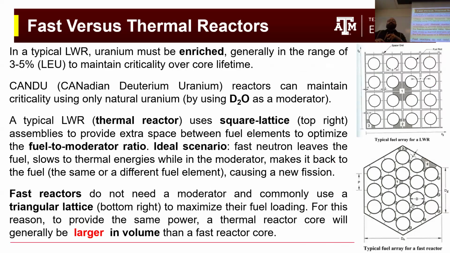So we can talk about fast versus thermal reactors. In typical reactors, the uranium enrichment is about 3 to 5%. That's corresponding to what we call low enriched uranium, or LEU. That's about the enrichment that you need to keep a reactor critical for the lifetime that the fuel is in the reactor. So basically every reactor design requires your reactor fuel to be enriched.